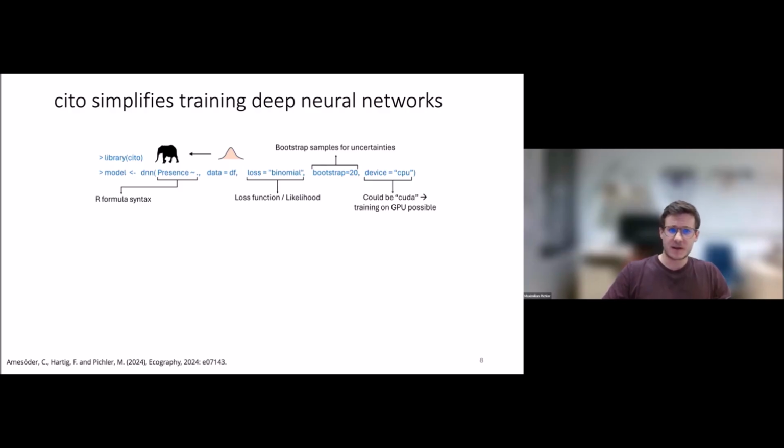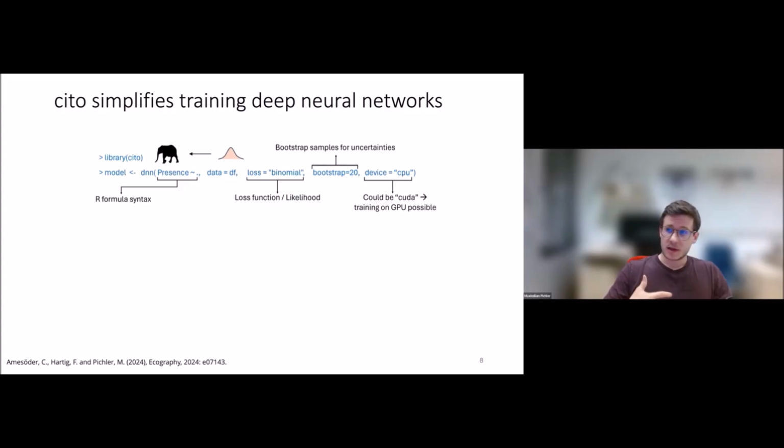So in cito, we have this DNN function, which has this formula syntax, so we can exactly specify the response variable, but also the predictors. I have here, by the way, an example for a species distribution model. We had data for elephant distributions in Africa, and I would say it's a classical species distribution model. We have pseudo absences, and then we have this regression formula where we have the presence or absence of the elephant depending on all bioclim variables. The dot in the formula just means that all predictors should be used in this regression.